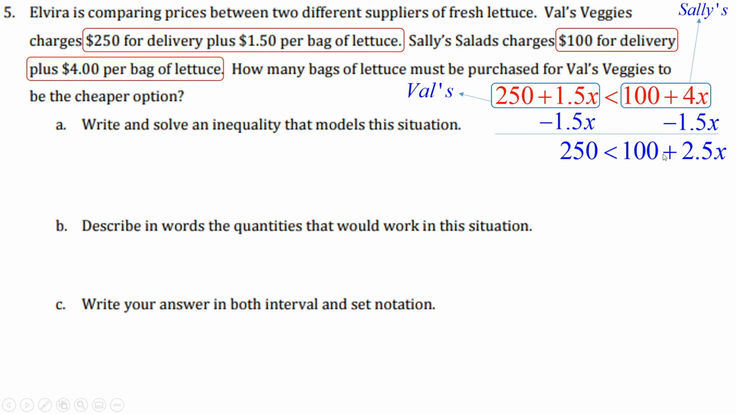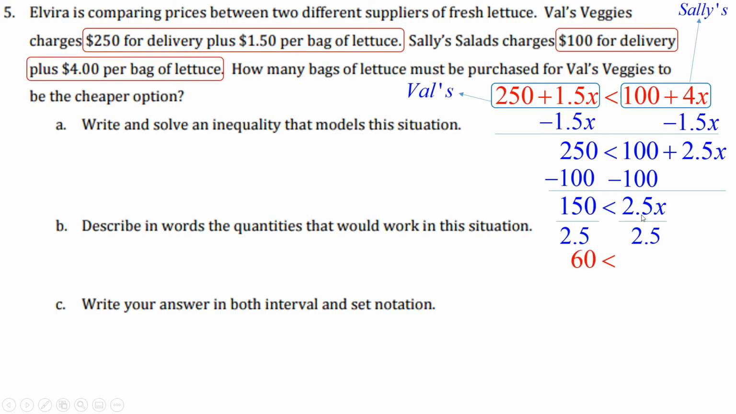Now we have a two-step inequality. Let's get rid of the 100s. Let's subtract 100 from both sides. Less than, and 250 minus 100 would be 150 is less than 2.5x. And now you guys know you're going to divide both sides by 2.5. Does not affect the orientation of our inequality. We divided by a positive number, and 150 divided by 2.5 is 60. Hey, a whole number, look at that.